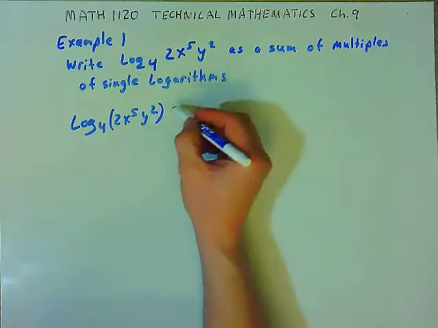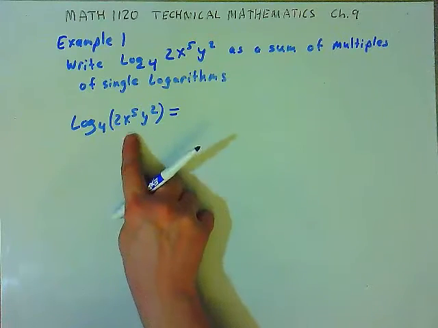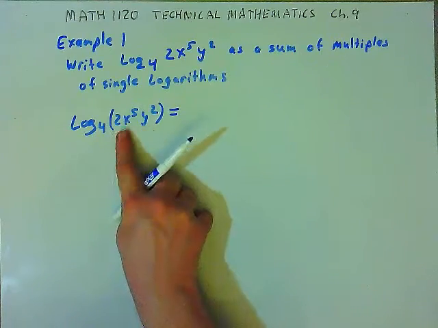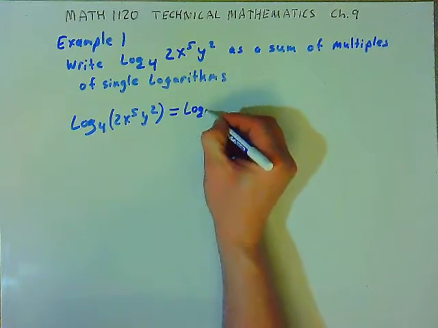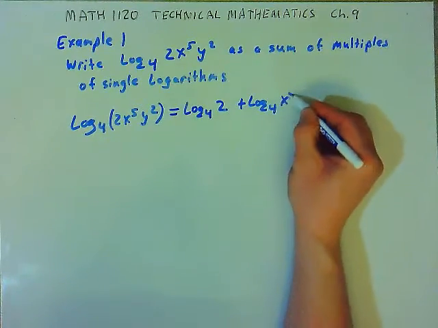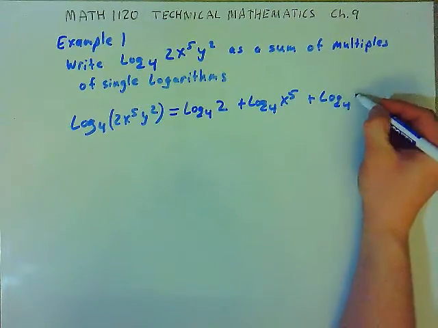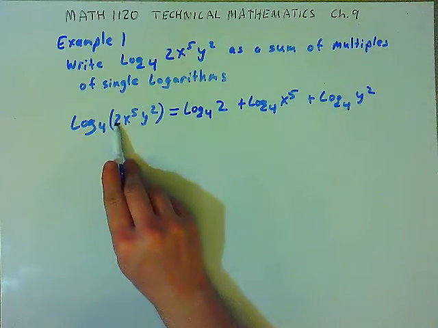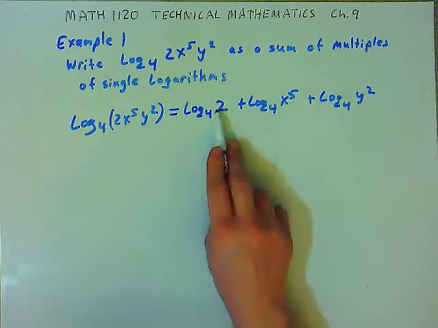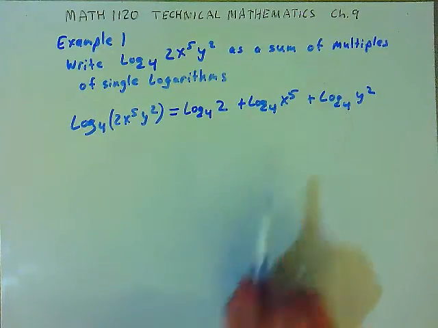And so the multiplication property says that if we're taking the logarithm of a product, things being multiplied together, we can separate this out into the sum of logarithms of the individual factors. And so this is going to become log base 4 of 2 plus log base 4 of x to the 5th plus log base 4 of y squared. So if we had 2 times x to the 5th times y squared, I could write that out as 3 separate logarithms: 2, x to the 5th, and y squared. Notice that the base is always the same. The base is always 4.